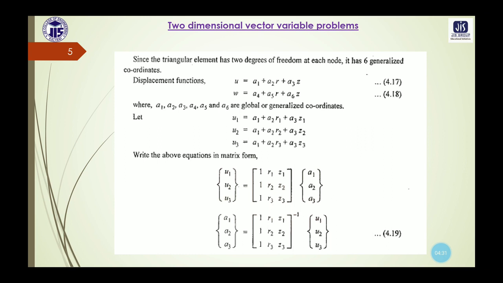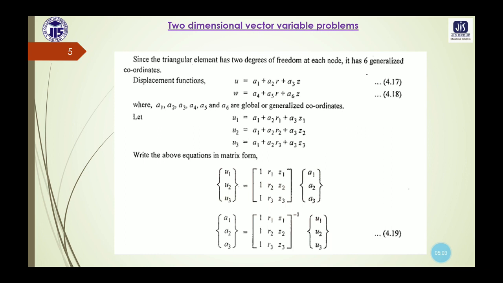And let u1 equals a1 plus a2r1 plus a3z1. Next u2 equals a1 plus a2r2 plus a3z2. Next u3 equals a1 plus a2r3 plus a3z3.